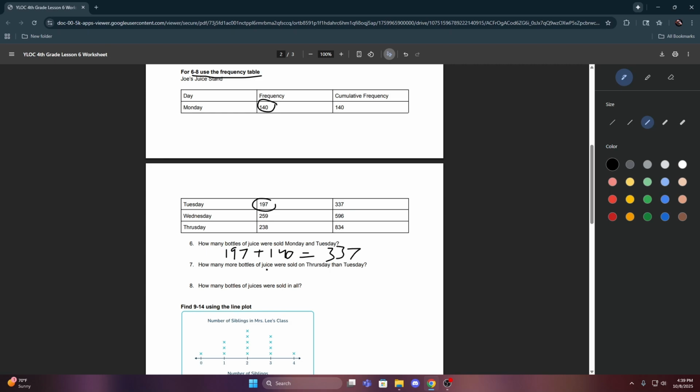7. How many more bottles of juice were sold on Thursday than Tuesday? We can do subtraction for that. So we can do 238 minus 197, which is equal to 41.